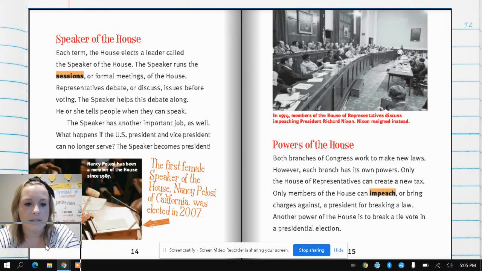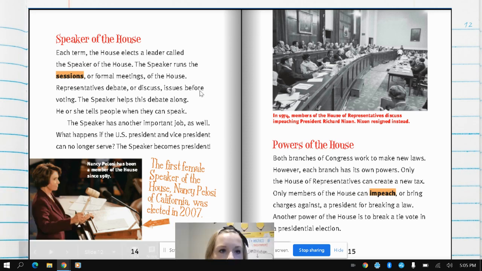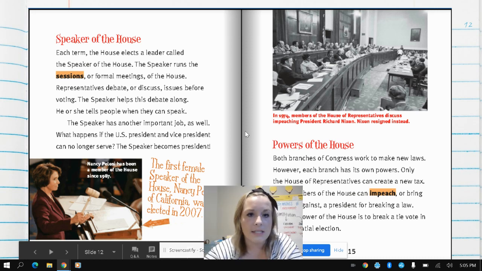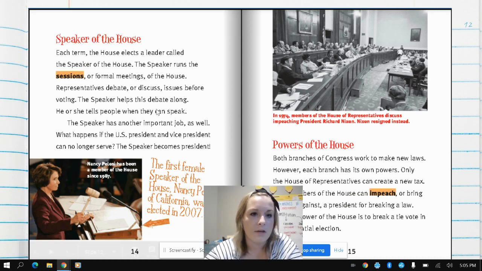Speaker of the House. Each term, the House elects a leader called the Speaker of the House. The Speaker runs the sessions or formal meetings of the House. Representatives debate or discuss issues before voting. The Speaker helps this debate along. He or she tells people when they can speak. The Speaker has another important job as well.